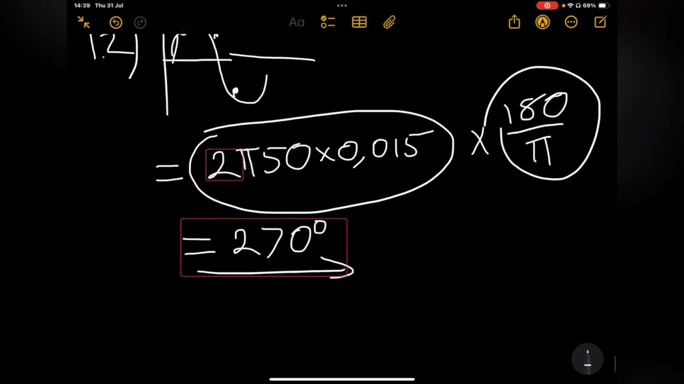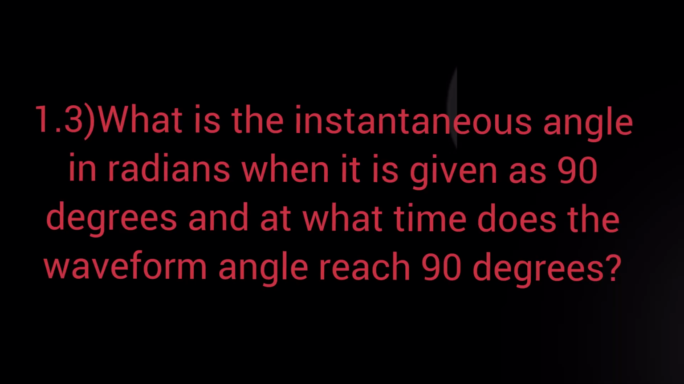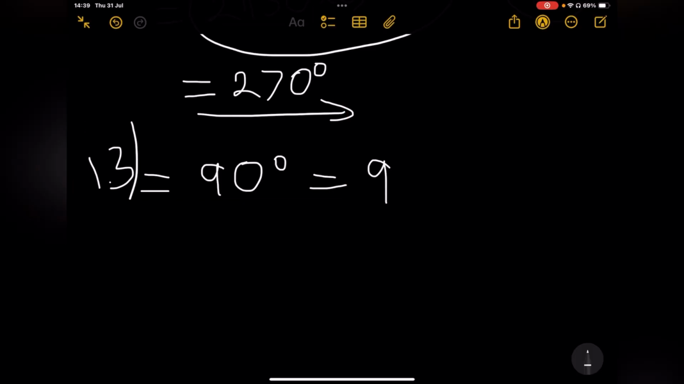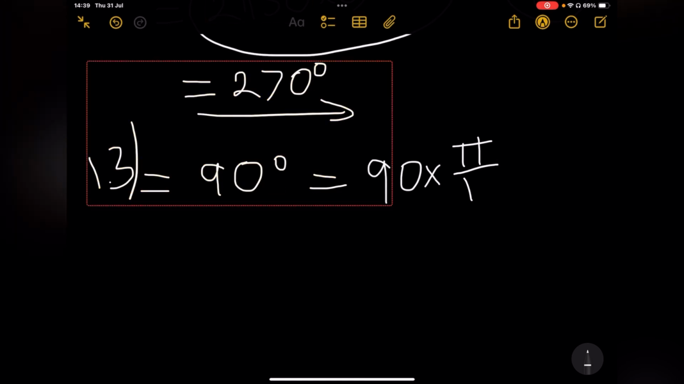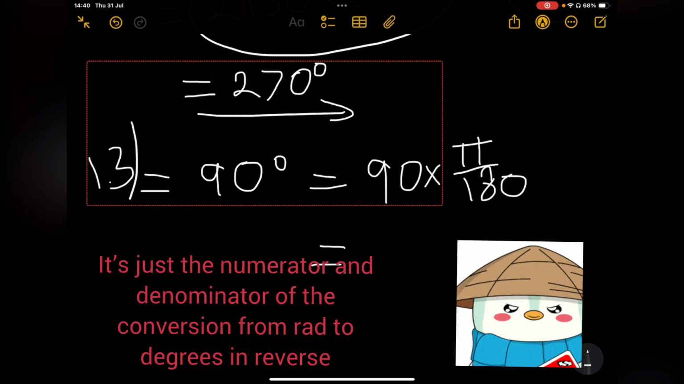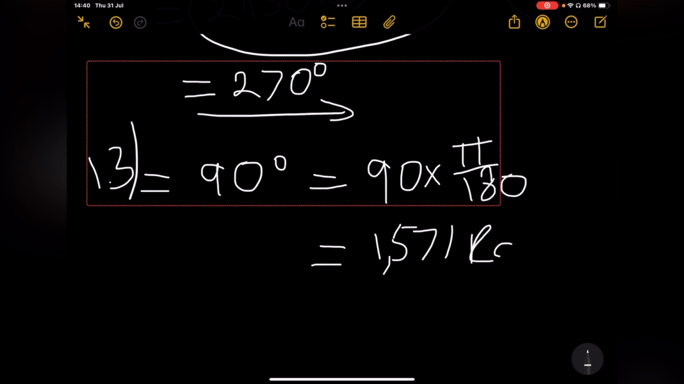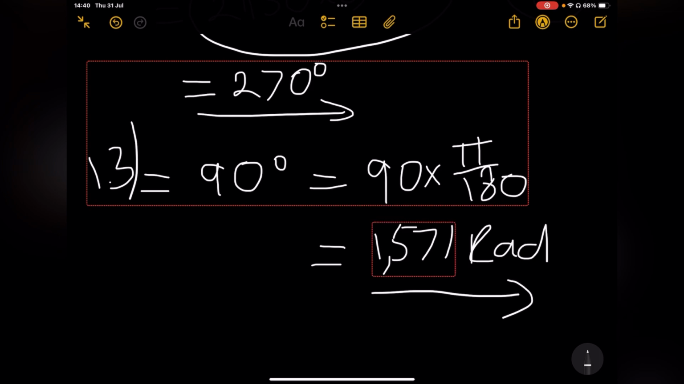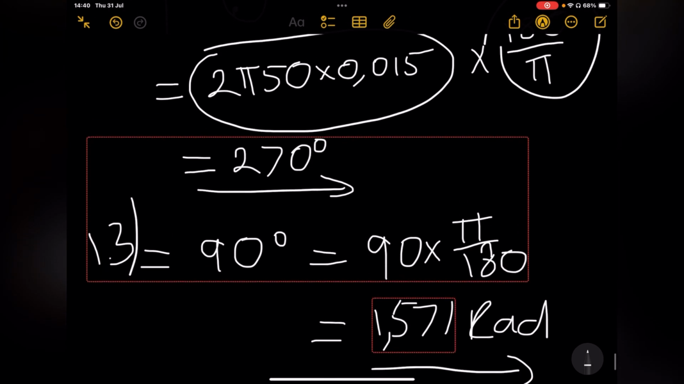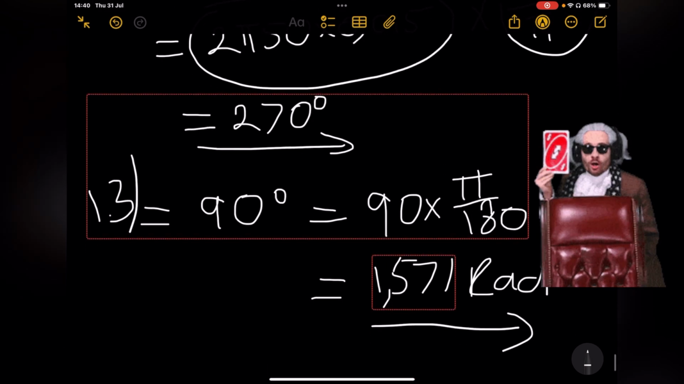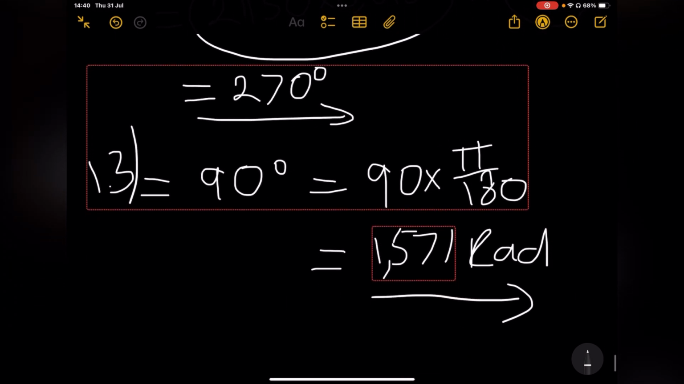So if I ask you, what is the angle in radians at 90? So 90 degrees is also equal to 90 times pi over 180, which is also equal to 1.571 radians. Right. So now we've done a question where we've converted from degrees to radians and then back from radians to degrees and vice versa in question 1.2 and 1.3.